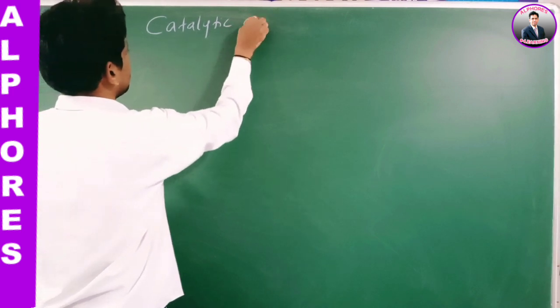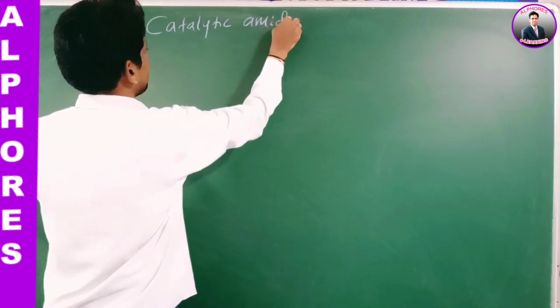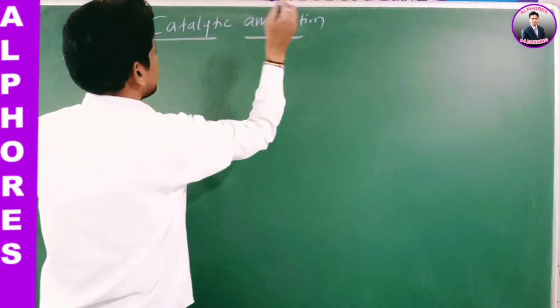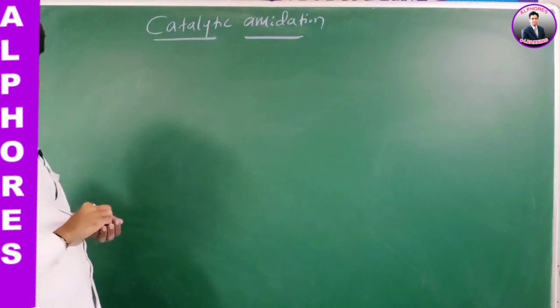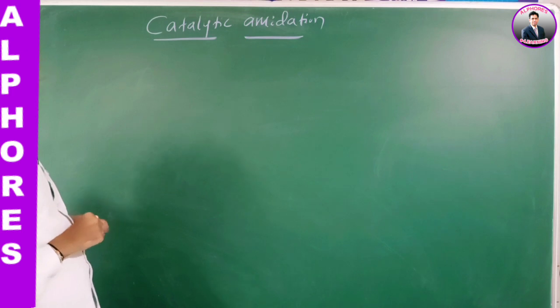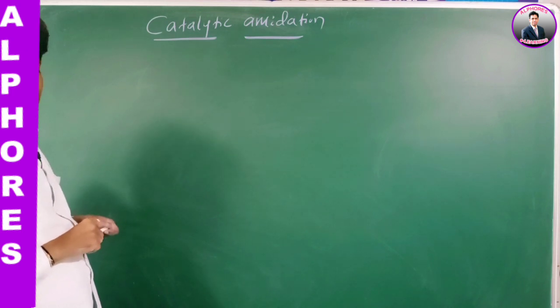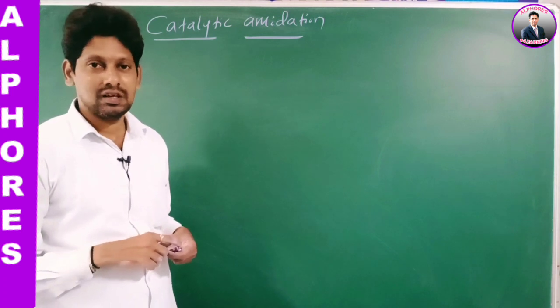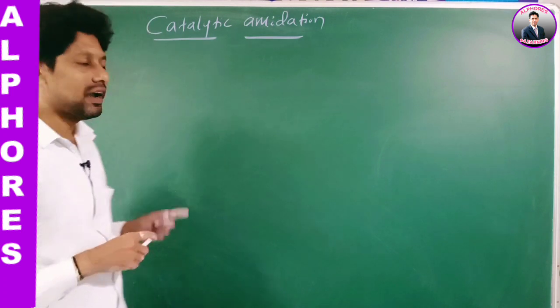Go for catalytic amidation. Catalytic amidation. Okay, sir, in this catalytic amidation, what happens is that amides are formed from amino acids.